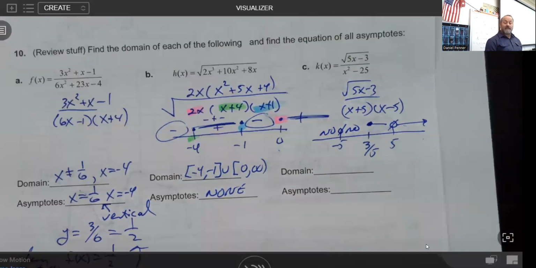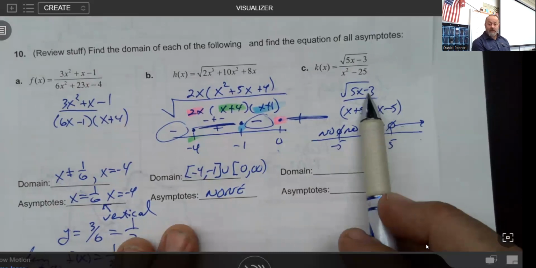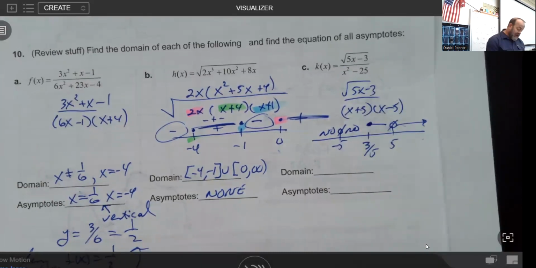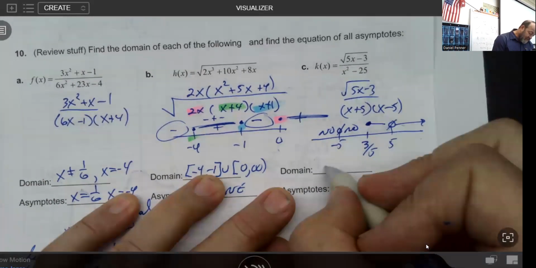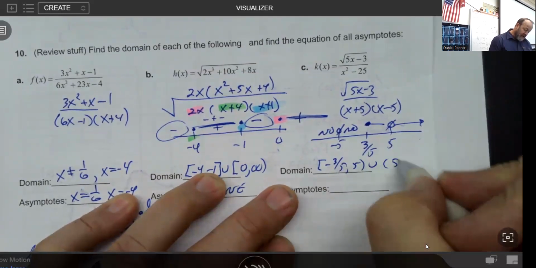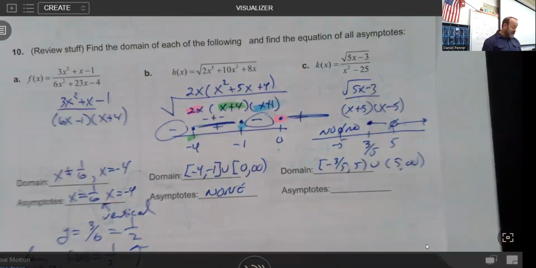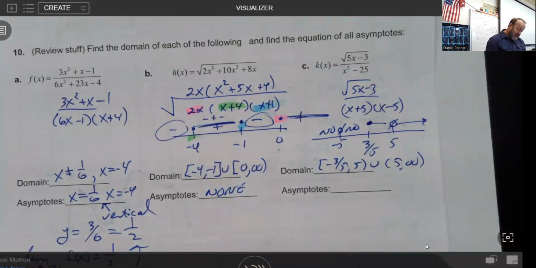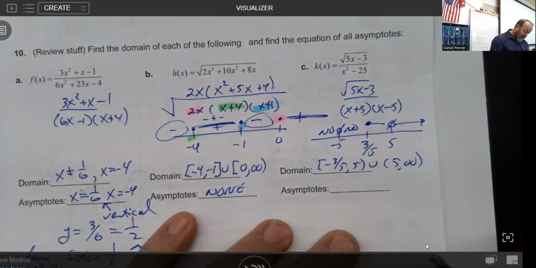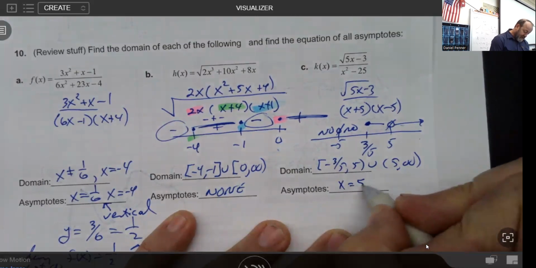It's bad at -5 because I divide by 0, but it's bad on either side because I'd be taking the square root of a negative. So my domain is actually from 3/5 until 5, and then everything from 5 to infinity. And so that's my domain. And so as it turns out, the only vertical asymptote that I have is at x equals 5.